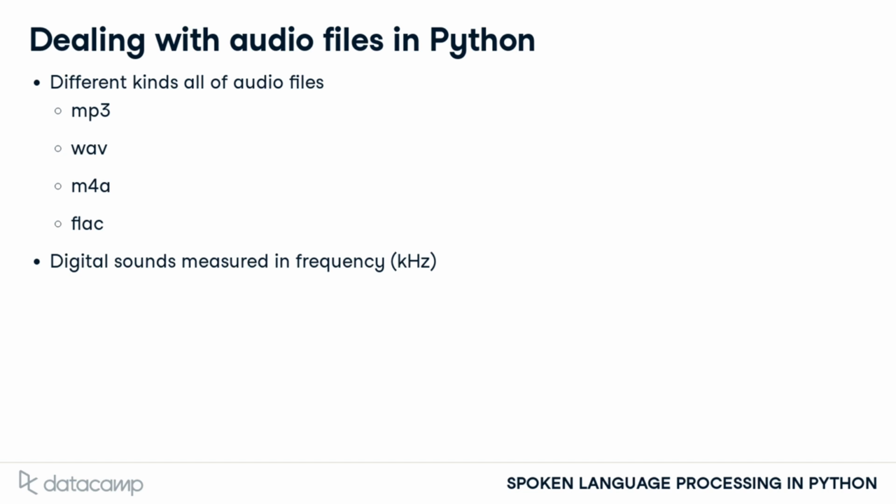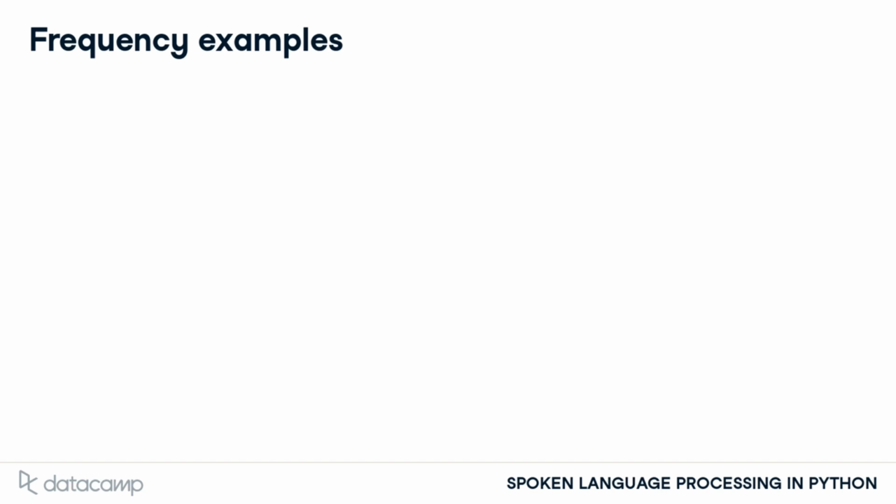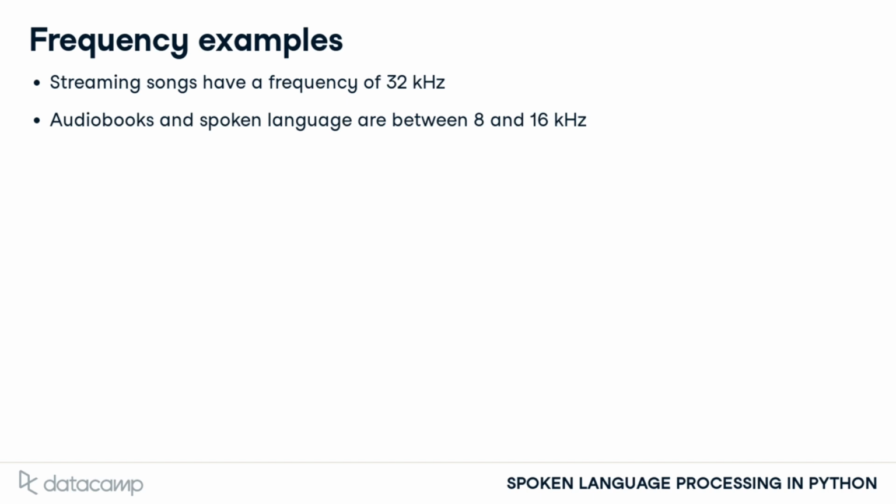Much like how a movie shows 30 pictures per second, which our brains register as moving pictures, the sampling rate of an audio file is a measure of the number of data chunks per second used to represent a digital sound, with 1 kilohertz equaling 1,000 pieces of information per second. For example, a song you stream will usually have a 32 kilohertz sampling rate. This means 32,000 pieces of information per second. Speech and audiobooks are usually between 8 and 16 kilohertz. We'll look at some of these later.